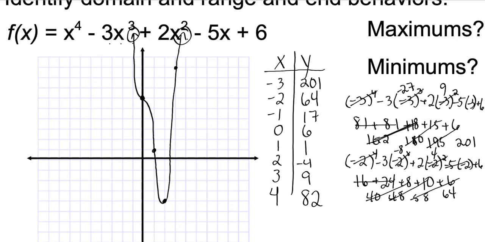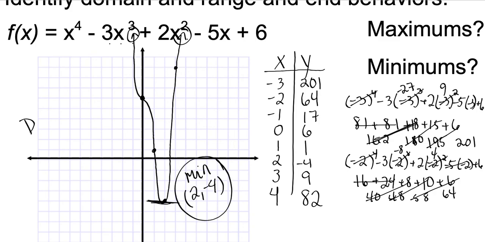We do need maximums or minimums, okay? So we look for any low points or high points. This one right here is just kind of a curve, so that's not a maximum or minimum. We do have a low point down here, so that's going to be a minimum. So we have a minimum at 2, -4. Okay, that's one of my minimums, and I did want to do domain and range for this up above.